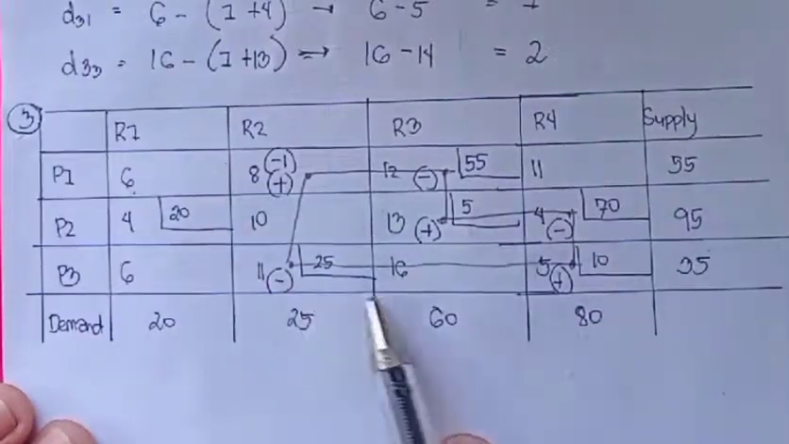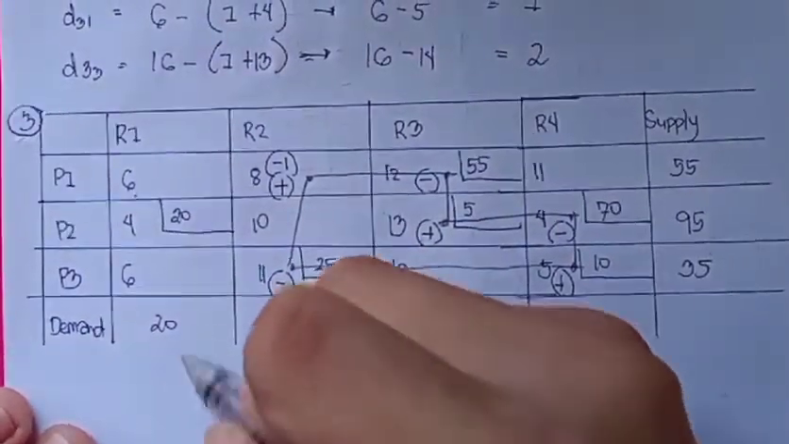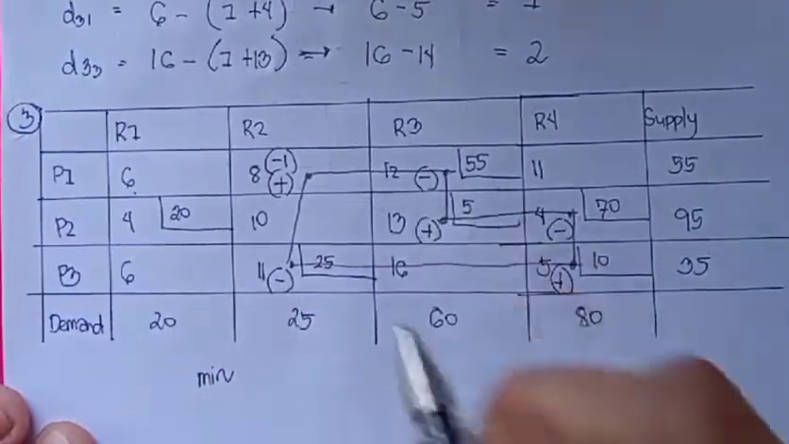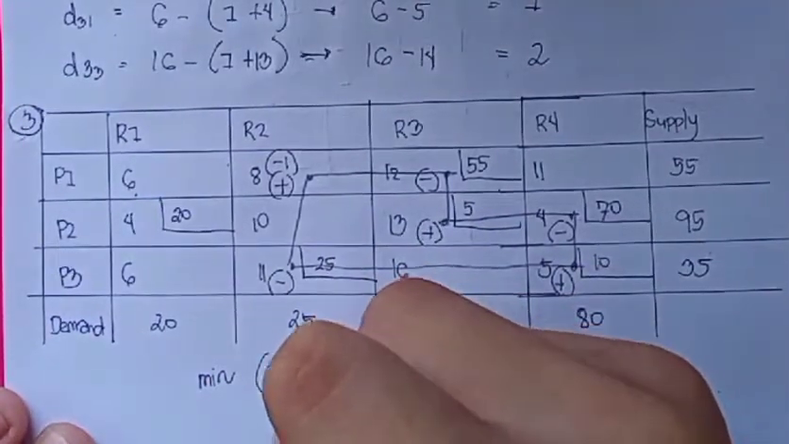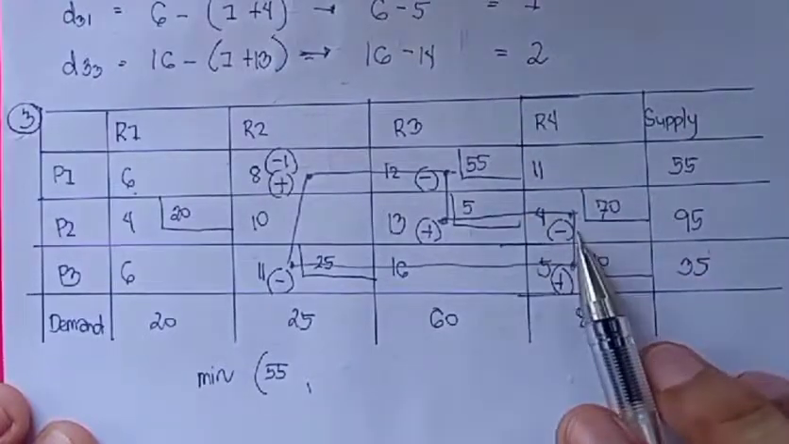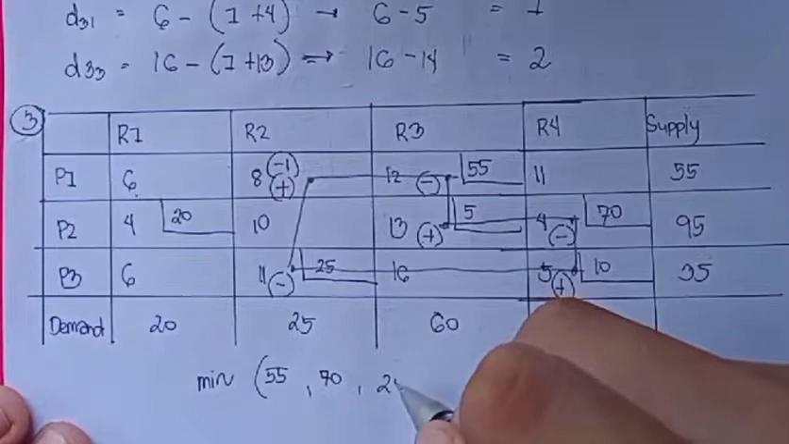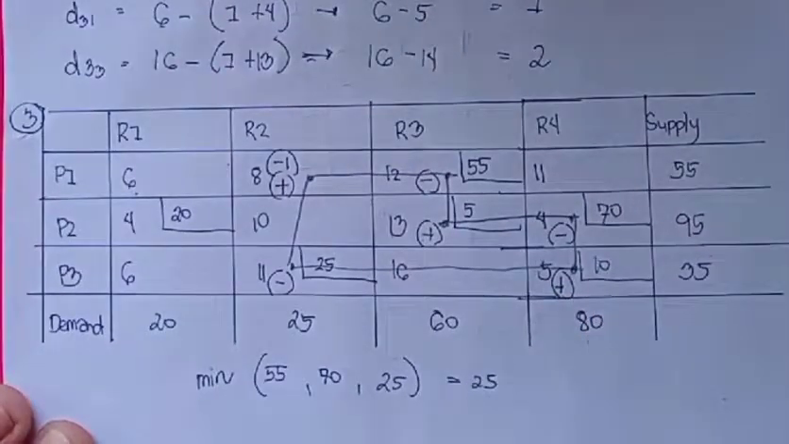So focus on the negative ones and we need to find their minimum value. The minimum of 55, and we also have 70, and we also have 25. So the minimum is 25. So we will use 25 in our adjustment.